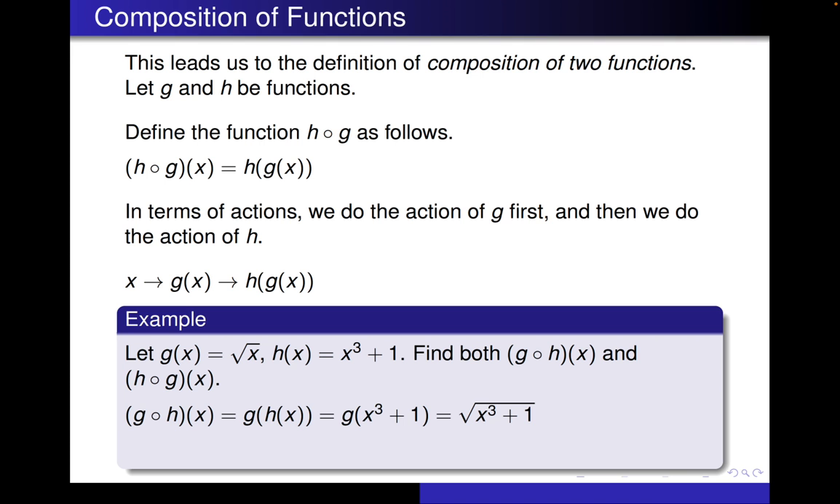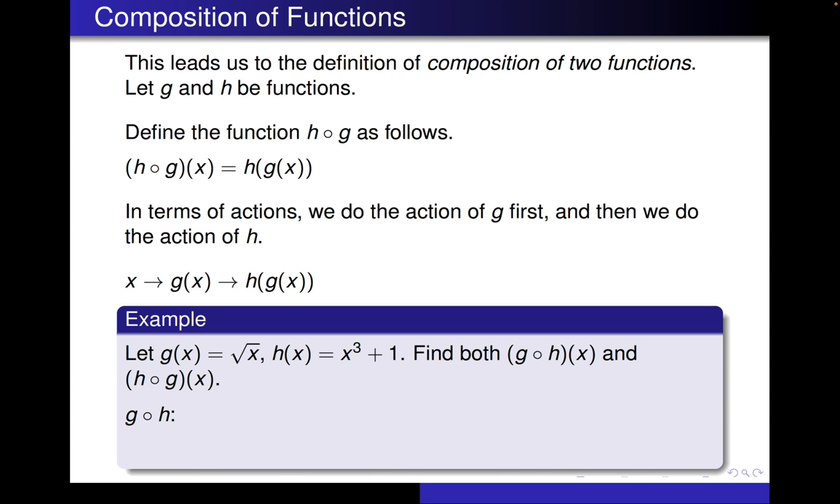If we're doing it in the opposite direction, h circle g of x, that's h of g of x. We're going to do g first, then h. Well, g of x, we know what that is. That's just square root of x. And what does h do? It takes its input, it cubes it, and then adds 1. The input in this case is the square root of x, so it's going to cube that square root of x, and then add 1.